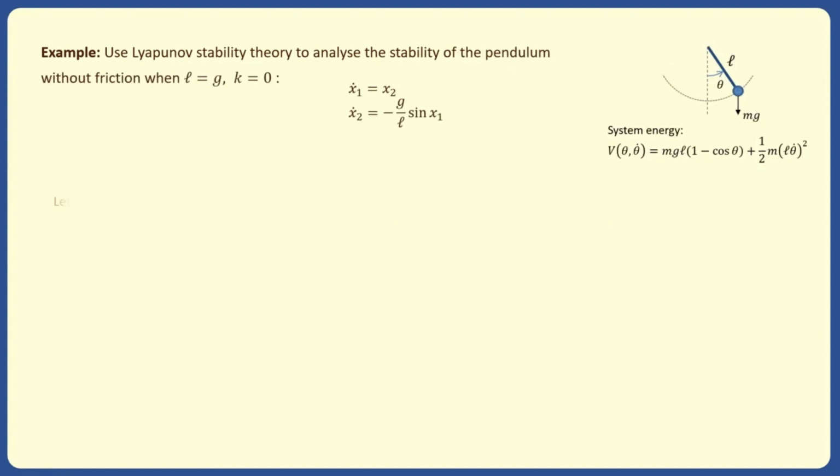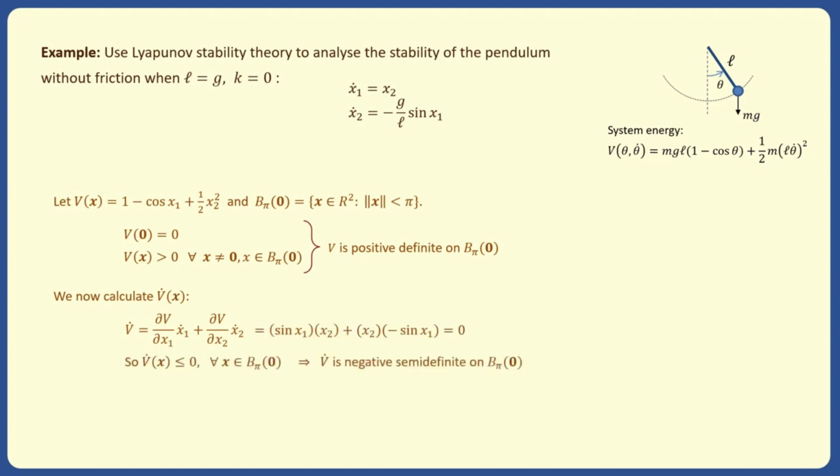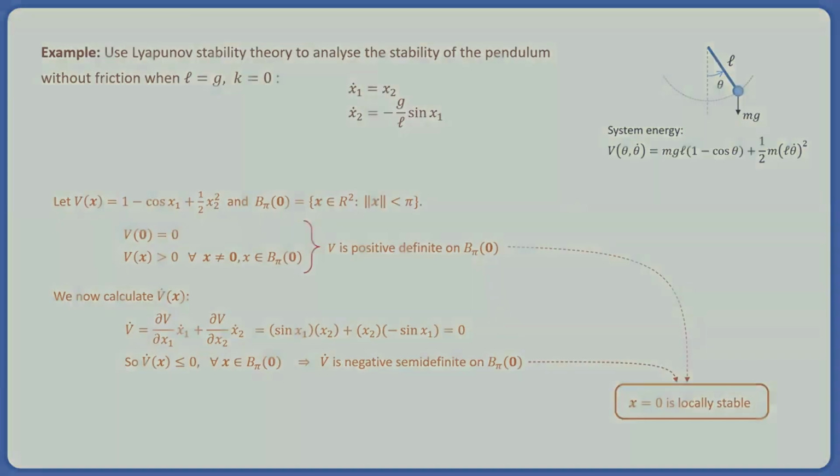Second example, we study the stability of the pendulum system without friction. We choose V as the total energy of the system and choose the radius of the ball such that V is positive definite on the ball. We can calculate V dot using the chain rule. Since x is a 2D vector, V dot equals the partial of V with respect to x1 times x1 dot plus the partial of V with respect to x2 times x2 dot. We then obtain that V dot is 0 and therefore is negative semi-definite as it is also less than or equal to 0. So we conclude that the origin is a stable equilibrium point of the system.